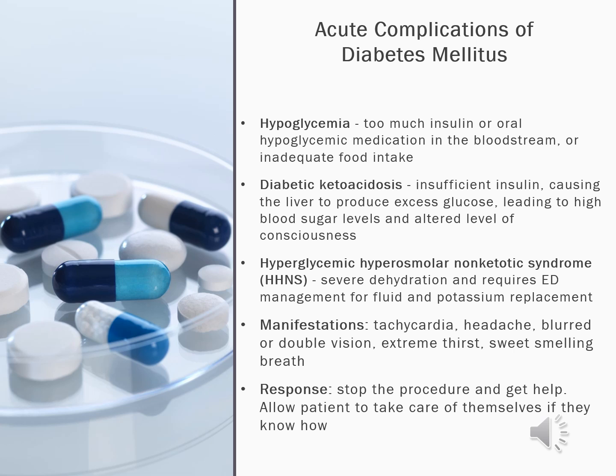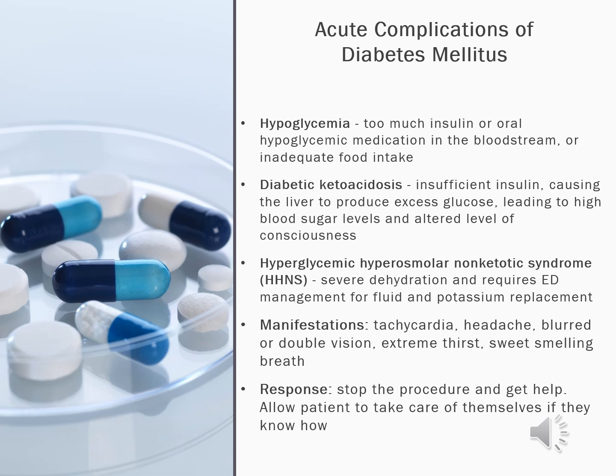Diabetic ketoacidosis results from insufficient insulin. This is common in patients with type 1 diabetes, causing the liver to produce excess glucose, leading to high blood sugar levels and altered level of consciousness. Patients with diabetic ketoacidosis should be referred to the emergency department for fluid electrolyte replacement as well as insulin therapy.